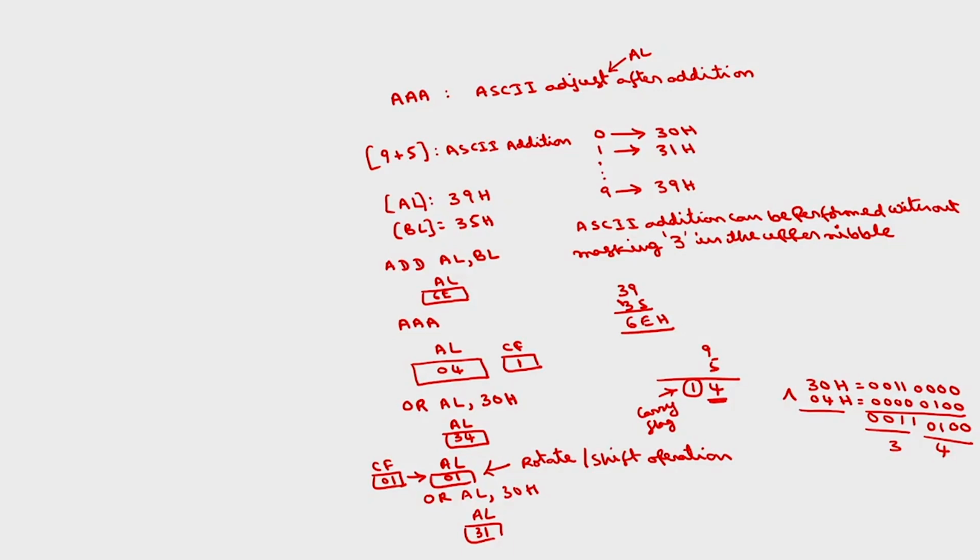Similarly, we can have ASCII adjust after subtraction. You can write after or for, it is no problem, normally for. In a similar manner, no need to explain this. There is one more instruction for multiplication, which is ASCII adjust for multiplication, this is after multiplication.